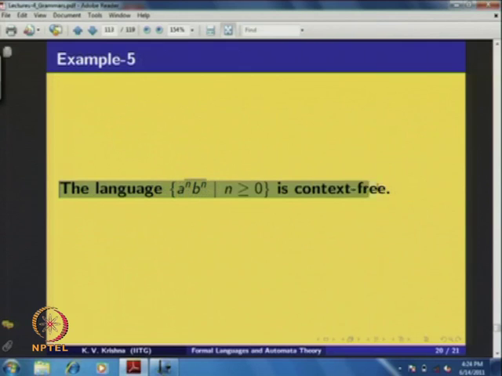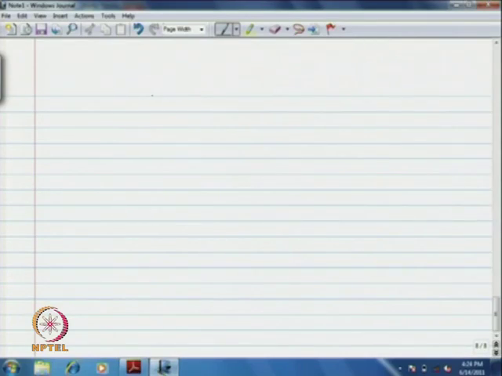Let me discuss one more example. This you have not seen as regular earlier. The language a power n b power n such that n greater than or equal to 0. So, how does a typical string look like in this language?